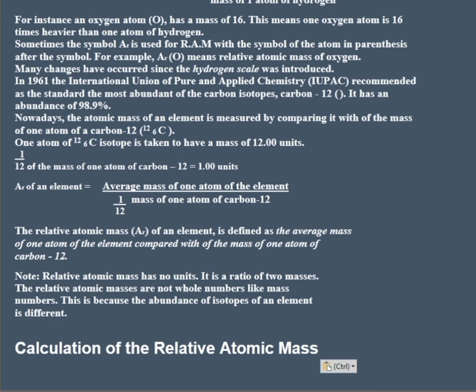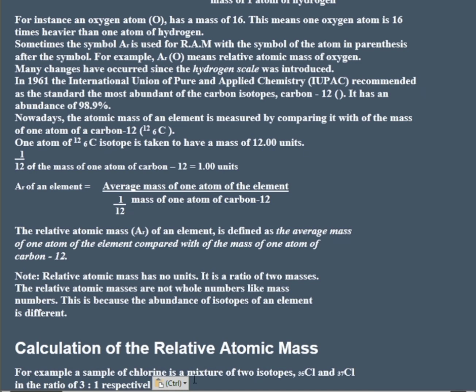Let's have here an example. A sample of chlorine is a mixture of two isotopes, chlorine 35 and chlorine 37, in the ratio of 3 to 1 respectively. That's the example that we have here.